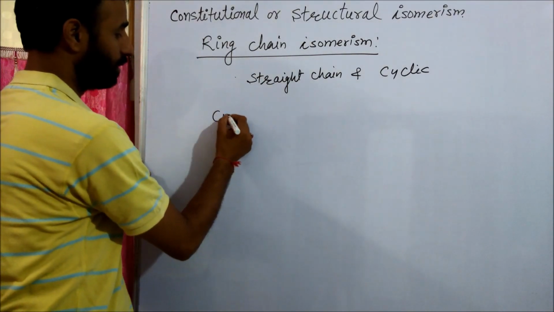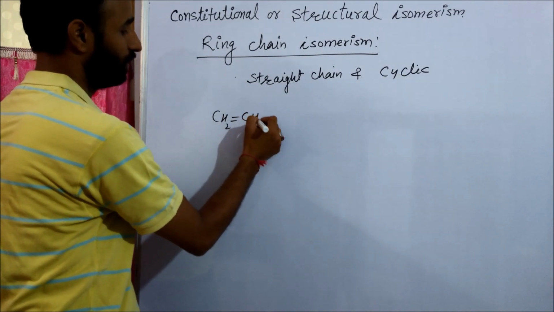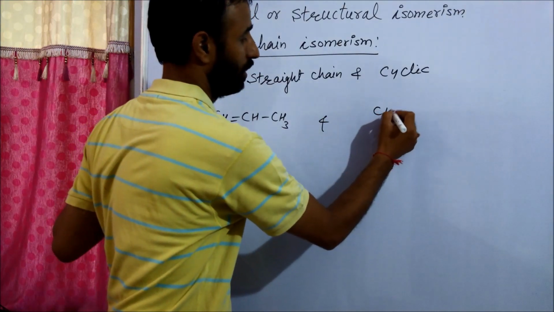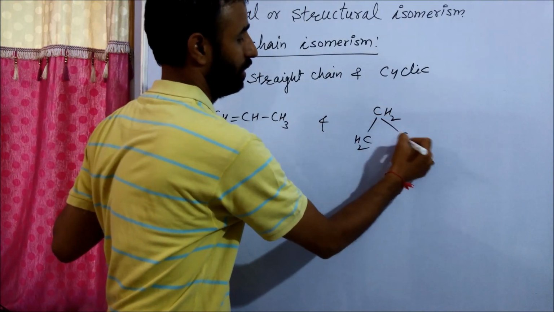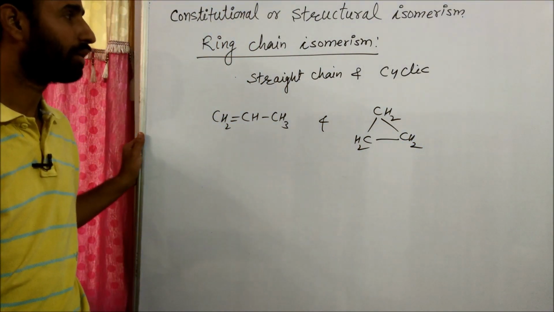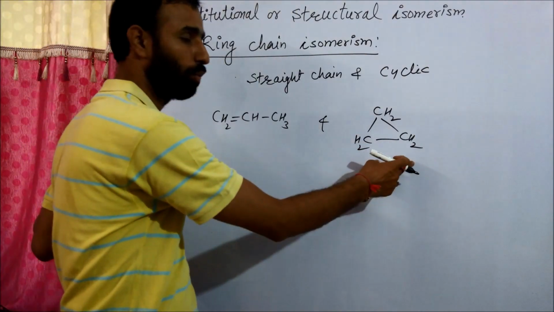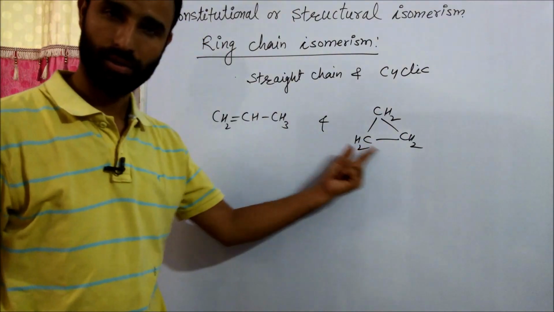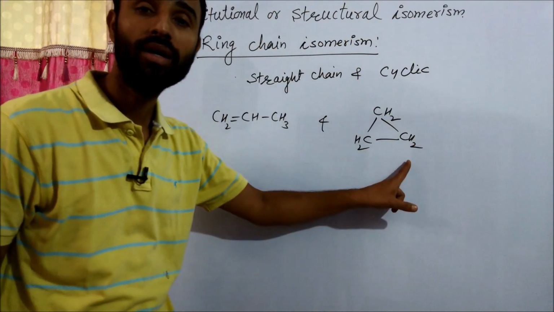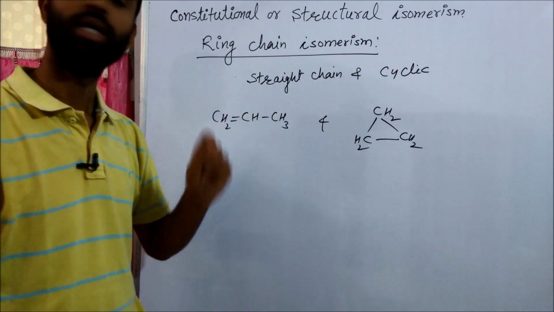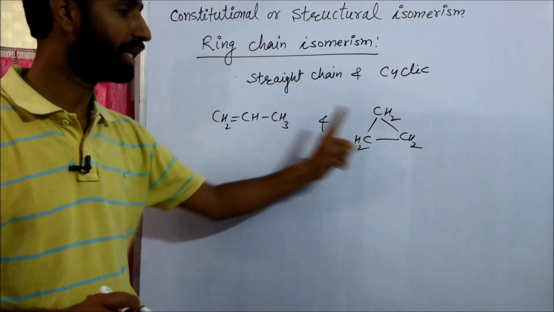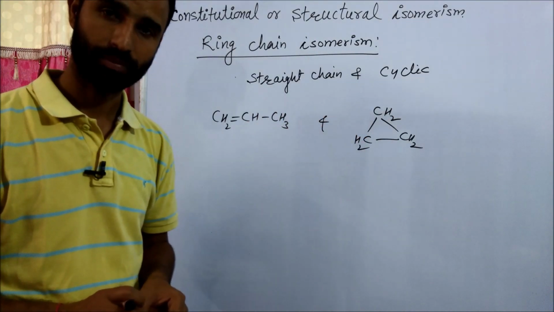So example, suppose we have propene. So its cyclic ring isomer is cyclopropane. Cyclopropane and propene have same degree of unsaturation. It has one pi bond, it has one ring. That's why both have same degree of unsaturation. One is chain, other is ring. So this is called ring chain isomerism. Okay.